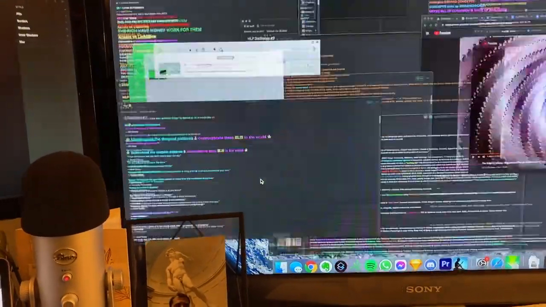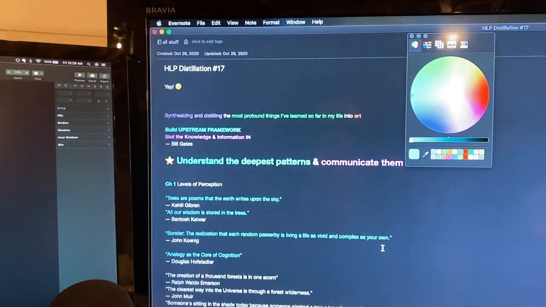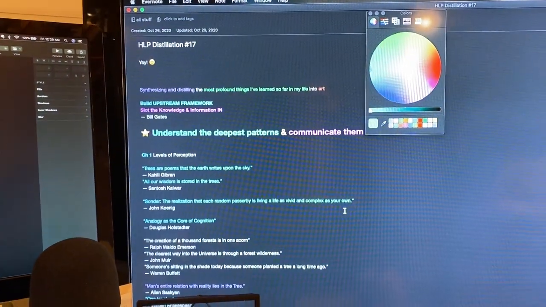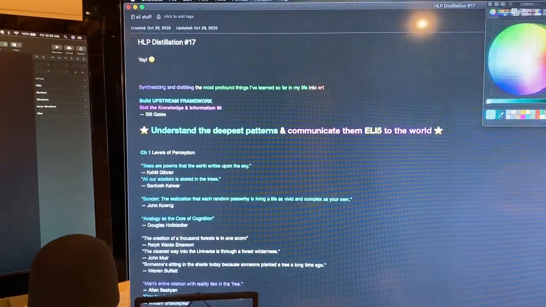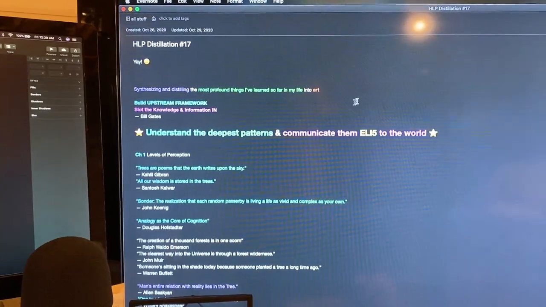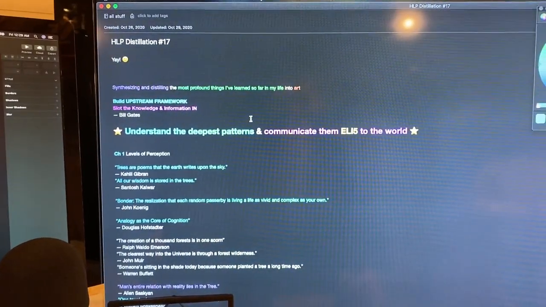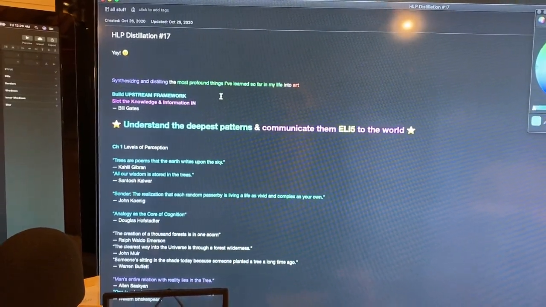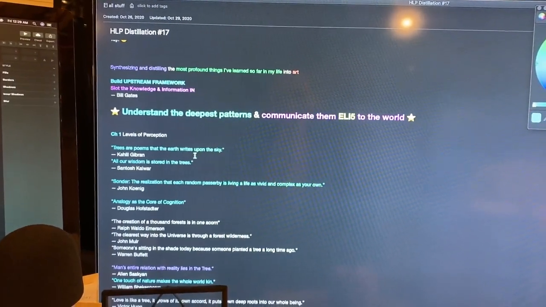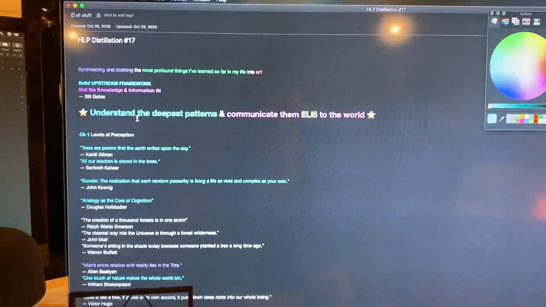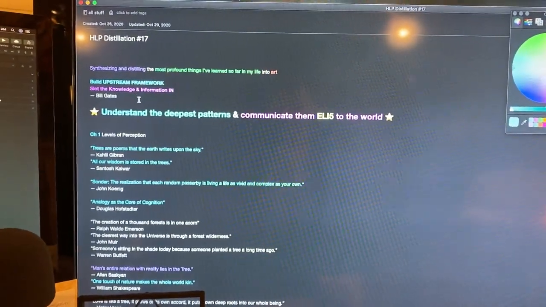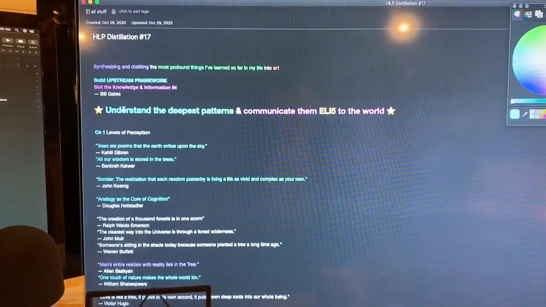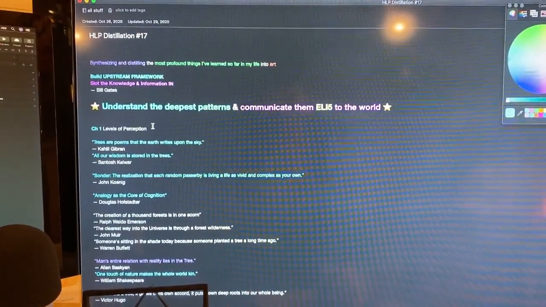I'll show you HLP distillation number 17. So that way you can kind of see, yeah, synthesizing and distilling the most profound things I've learned in my life into art. So I have this little breakdown, right? I love this Gates quote about building the upstream framework and then slotting the knowledge and information in. It's basically what I've been doing this whole time. Understand the deepest patterns, communicate the most life I have to the world.